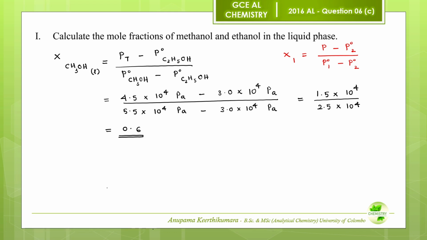Next, the mole fraction of methanol plus the mole fraction of ethanol equals 1. Therefore, we can write the mole fraction of ethanol, C2H5OH, in the liquid phase equals 1 minus 0.6. Therefore, the answer is 0.4.